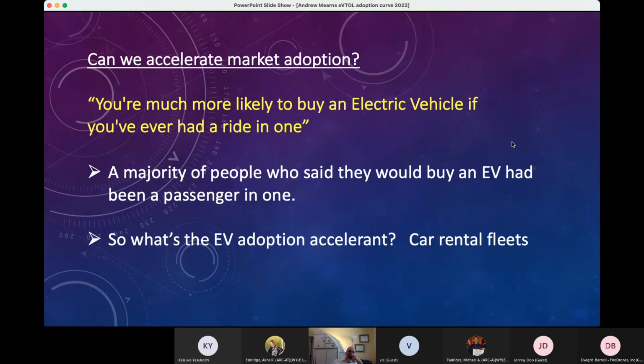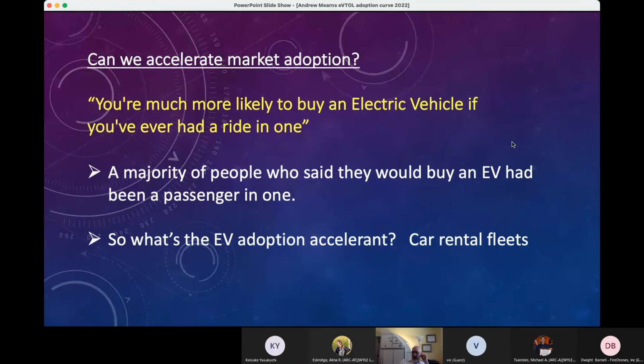So the majority of the people who said they would buy an EV had been a passenger in one, and that makes a big difference. And that's something that we can control by creating opportunities for people to experience our aircraft. In the case of EVs, it turned out that the accelerant can be car rental fleets. By pushing their electric vehicles into car rental fleets, that will give an opportunity to a lot of people who wouldn't have the chance already to try the vehicle. Because we know that once they try it, they're going to like it. It's going to give market exposure and allow them to potentially convert to happy customers.